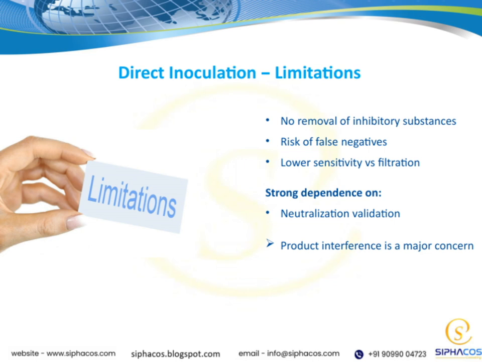It's also crucial to highlight the strong dependence on neutralization validation. Because the success of direct inoculation hinges on neutralizing potential inhibitors, proper validation is essential to ensure reliable results. Lastly, product interference remains a major concern. Components within the sample or the product itself can interfere with the test's performance, leading to inaccurate outcomes. So, while direct inoculation can be useful in certain scenarios, it's important to be aware of these limitations to interpret the results correctly and consider alternative methods when necessary.